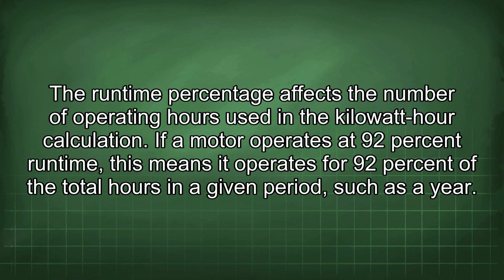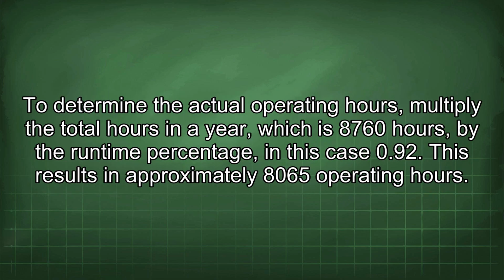If a motor operates at 92% runtime, this means it operates for 92% of the total hours in a given period, such as a year. To determine the actual operating hours, multiply the total hours in a year, which is 8,760 hours, by the runtime percentage, in this case 0.92. This results in approximately 8,065 operating hours.